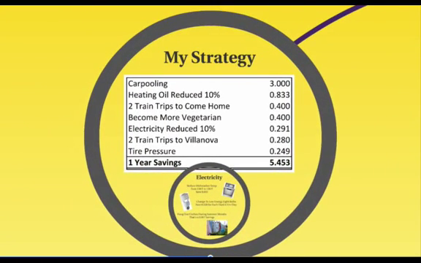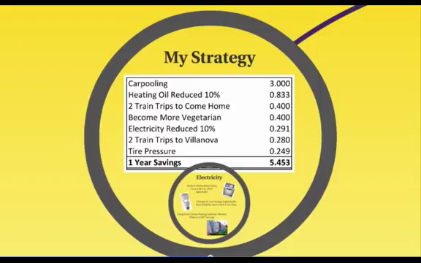So once again, I turned to the websites, and I used several different ones. And what I came up with was carpooling between my husband and I. If we were to carpool 3 times a week, he works on the way to my work, so that's kind of easy. And if we did that for a year, we would save 3 metric tons of carbon dioxide. We keep our house pretty cool, I feel, but if we tried to reduce it by 10%, that would save us another 0.833.